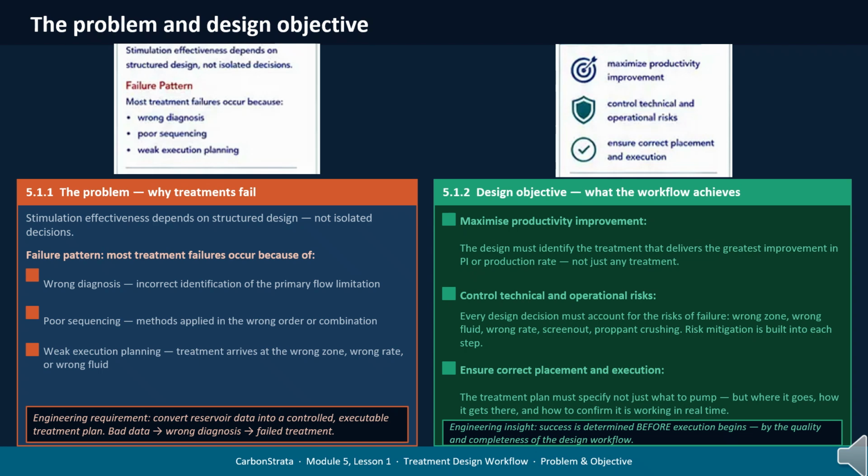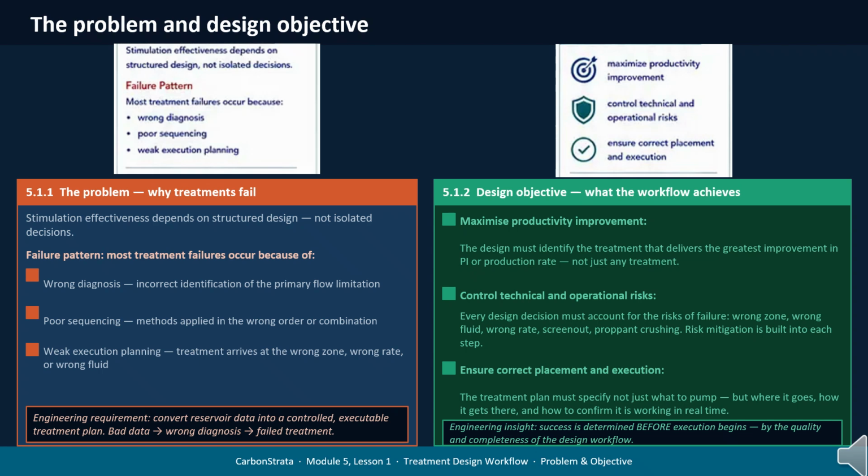Now move to the second part of the slide. The objective. What must the workflow achieve? First, maximize productivity. Not just apply a treatment, but identify the one that delivers the highest impact. Second, control risk. Every step must anticipate failure modes, not react to them. Now third, ensure correct placement and execution. It is not enough to design. You must control where the treatment goes and how it is delivered.